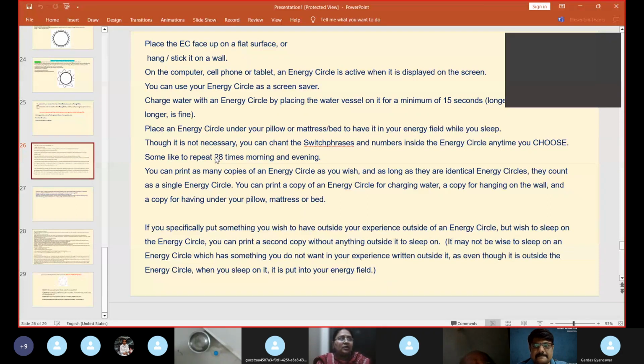Like if I want my son to stay positive at home plus at school, so what do I do? I put one EC under his mattress, another EC in his bag so that he carries it to the school. The copy of the same EC can be made into 3, 4, 5 copies. You can put them in different places. Wherever you go, you will get the energy of that EC. And that is not counted as 3 ECs for the specific person. It will still remain 1 EC for the specific person.